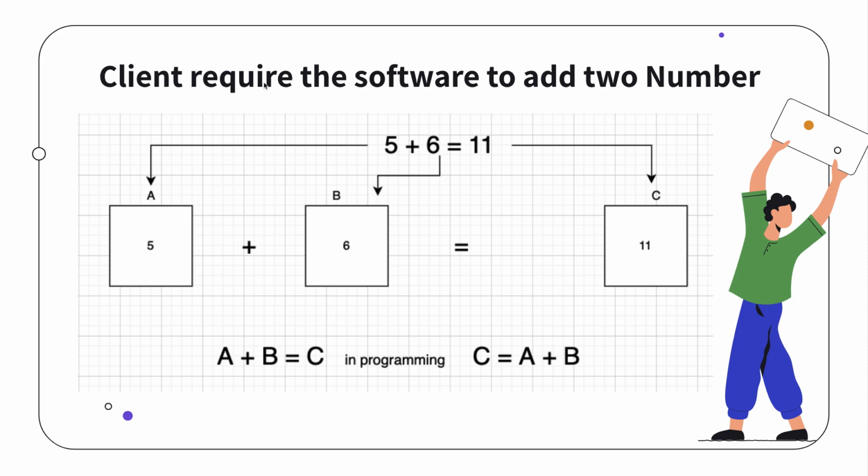See, a client has gone to a company and asked for software where he will pass two values to the software, and the software has to return the result by adding them. So basically the client will pass a plus b, that means a comma b, two values, 5 plus 6, 5 comma 6. Now the software has to take both inputs, 5 comma 6, add them, store the value in some variable, and send the result back to the client.